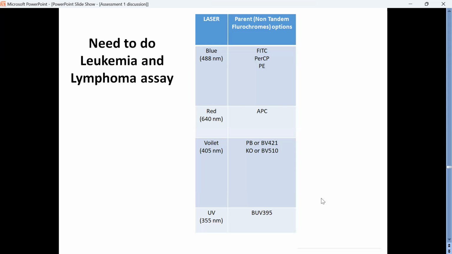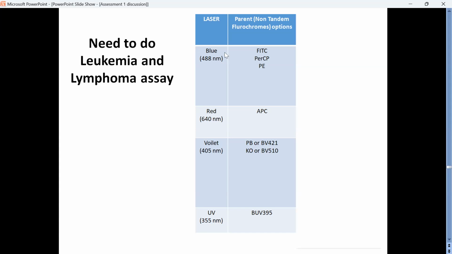I need to do a leukemia lymphoma assay. The instrument you have is the best, a 4 laser instrument. Normally in the market we have 3 laser instruments: blue, red, and violet. But for example, let's say we have a 4 laser instrument with a blue laser, red laser, violet laser, and UV laser. We want to do very complex leukemia lymphoma assays where you need to read multiple markers. Say, as we saw in myeloma, you want to do 13 markers in one go or 20 markers in one go.